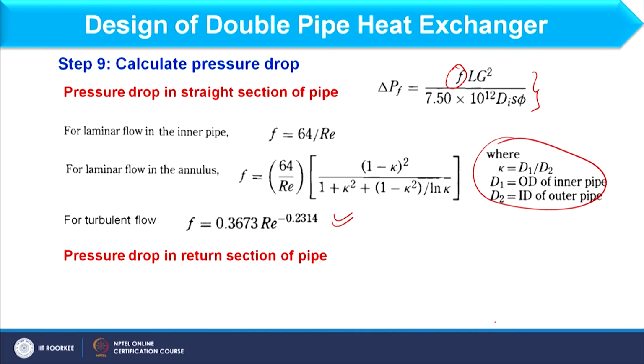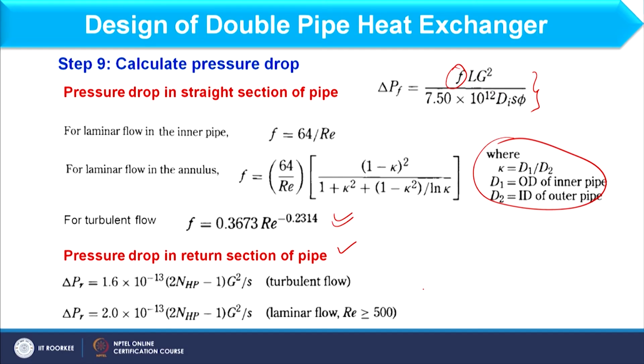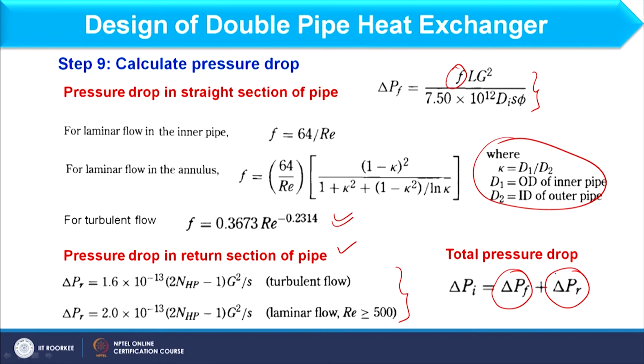And then we will calculate the pressure drop in the return section of the pipe, because I have already told you that we have two sections, the straight section and the return section, or the hairpin section. In this section you can use these empirical correlations for turbulent as well as laminar flow. So, the overall pressure drop in the double pipe heat exchanger is the pressure drop due to friction in a straight pipe and the pressure drop due to friction in the return pipe. That will give the total pressure drop in the double pipe heat exchanger.